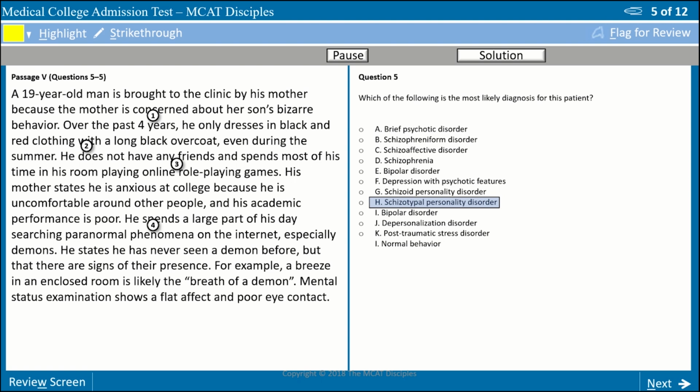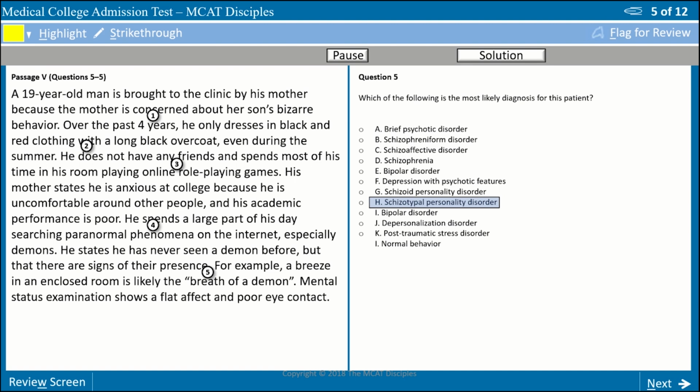He's uncomfortable around other people, according to the mom. So that is an example again of this social detachment. And he spent the larger part of his day searching paranormal phenomena. That is an example of that eccentric behavior and ideas. Again, more eccentric ideas. He feels a breath in a closed room; a breeze in an enclosed room is likely the breath of a demon. But he says that he's never seen a demon before.